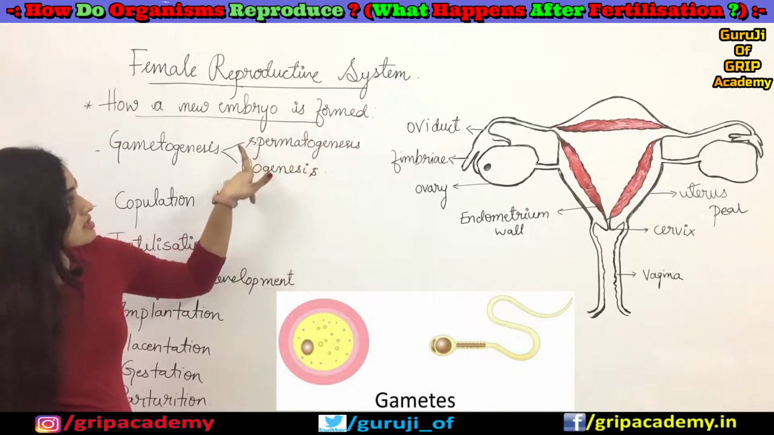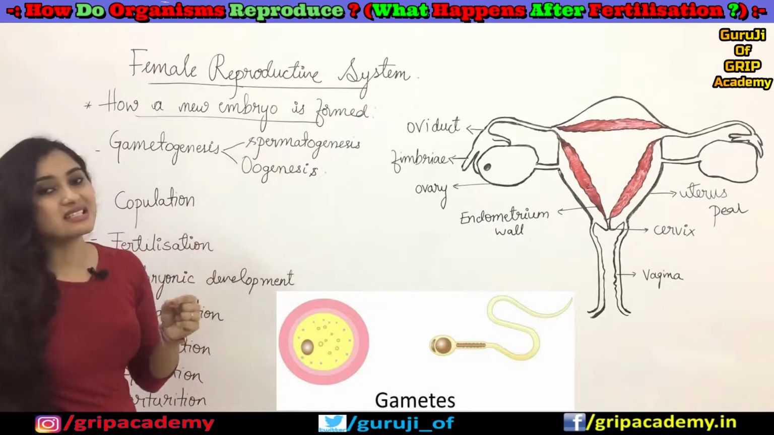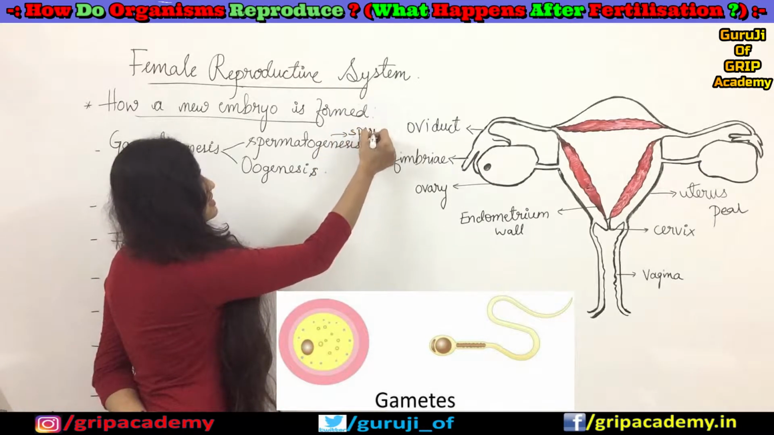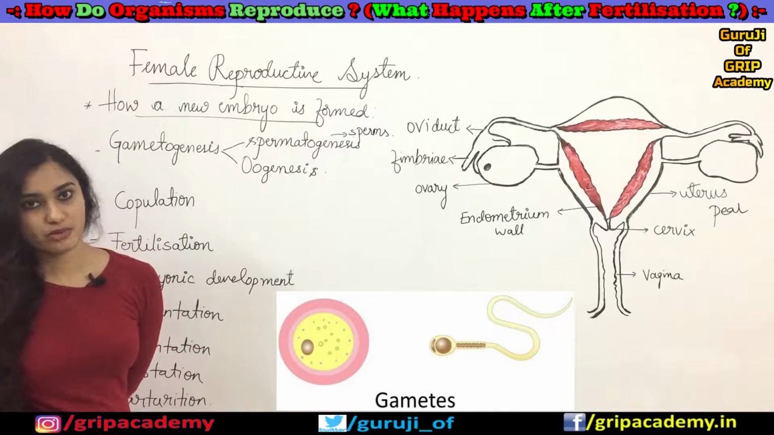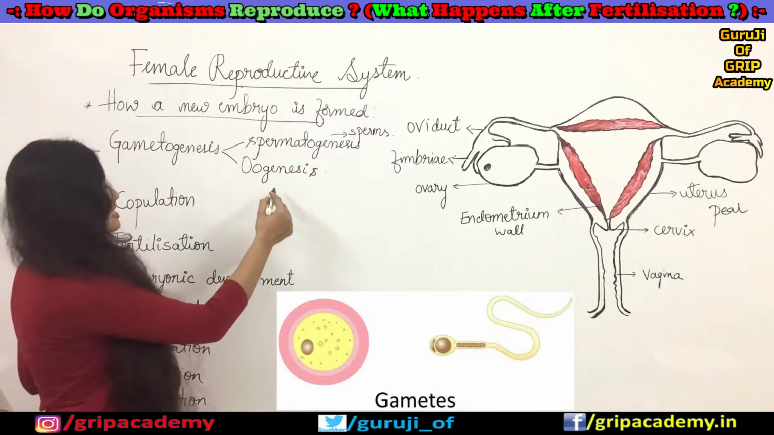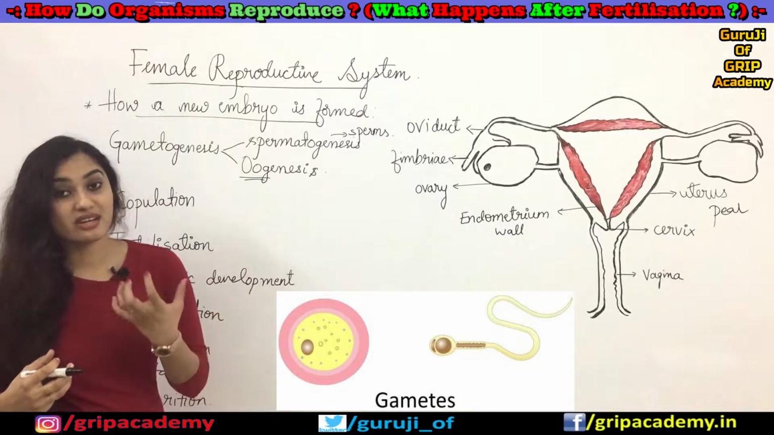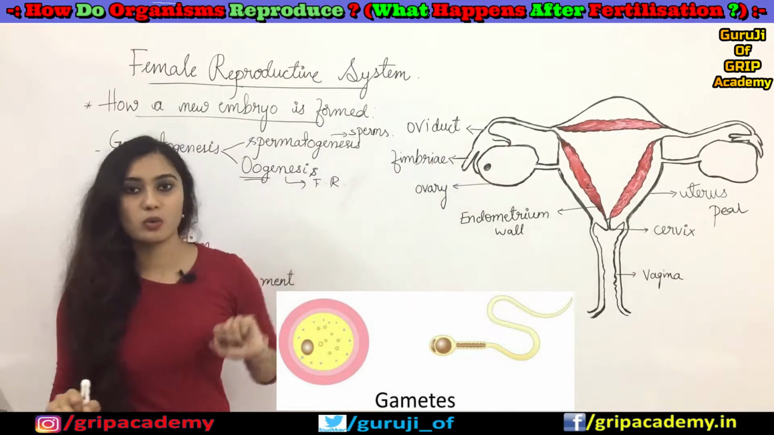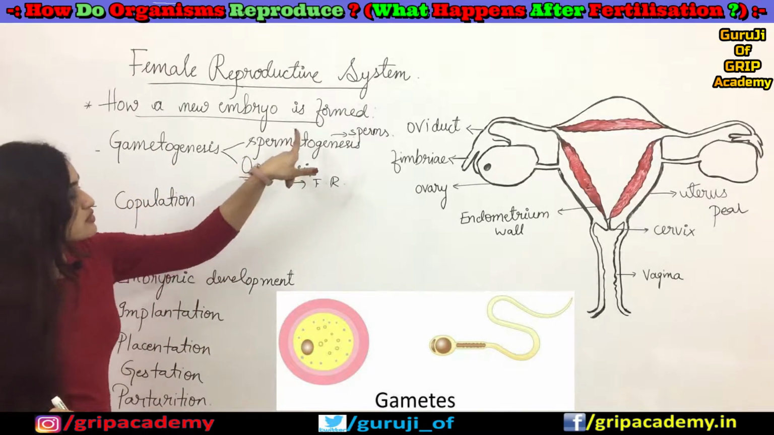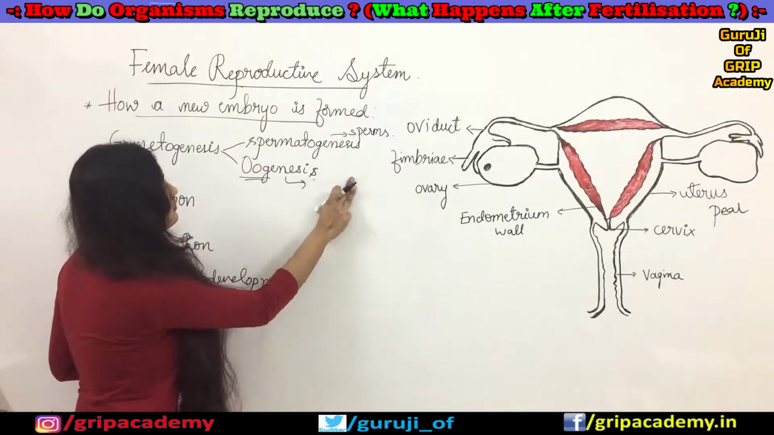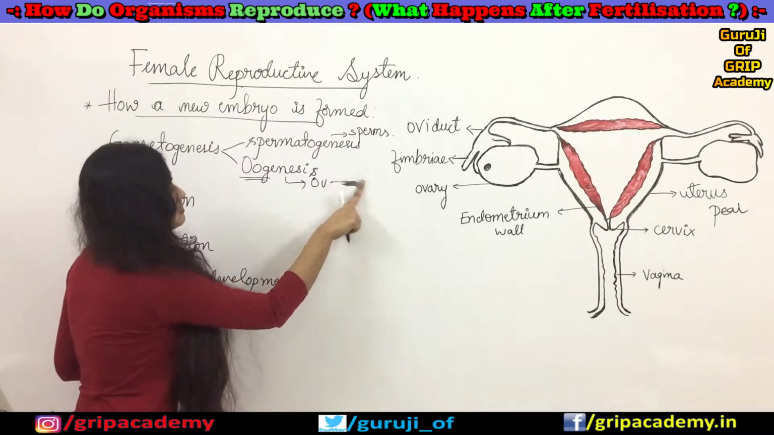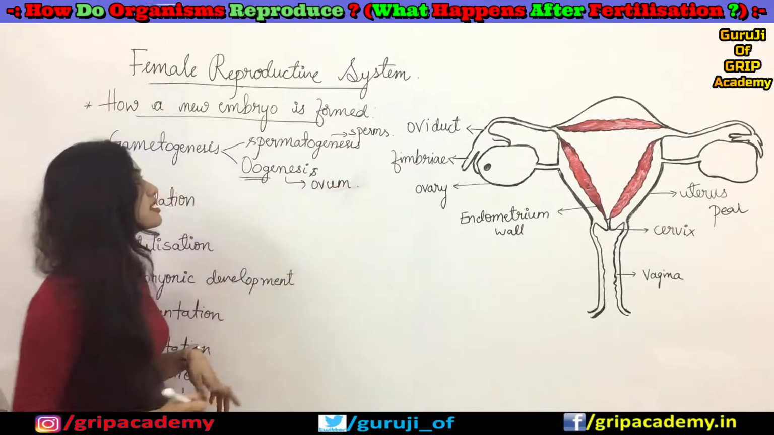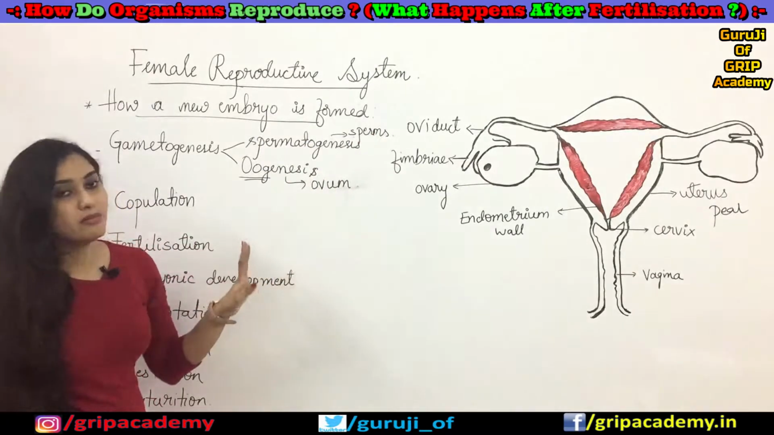So spermatogenesis, the name itself is telling, means the production or generation of sperms, right? So this happens in the testes of the male reproductive system. We have already discussed. Next, oogenesis. Oogenesis means generation of ovum. This happens in the female reproductive system, which is nothing but the ovaries. So the production of sperms and the production of ovum, both are done now.